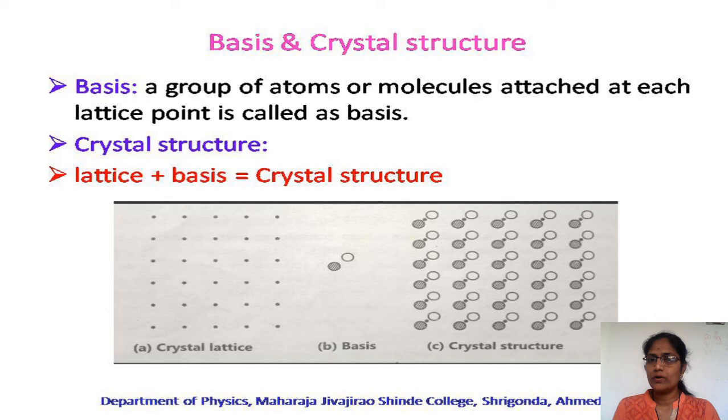The atom of copper that we are going to place is called the basis, and this lattice plus basis is going to give us the crystal structure of copper. Hence, lattice plus basis gives us the crystal structure. So what is basis? Basis is nothing but a group of atoms or molecules attached at each lattice point, and the same is shown in this figure. The crystal lattice is shown by a regular periodic arrangement of points. To each point we have to attach a basis. So lattice and basis, that is, the group of atoms or molecules attached at each lattice point, give us the crystal structure.